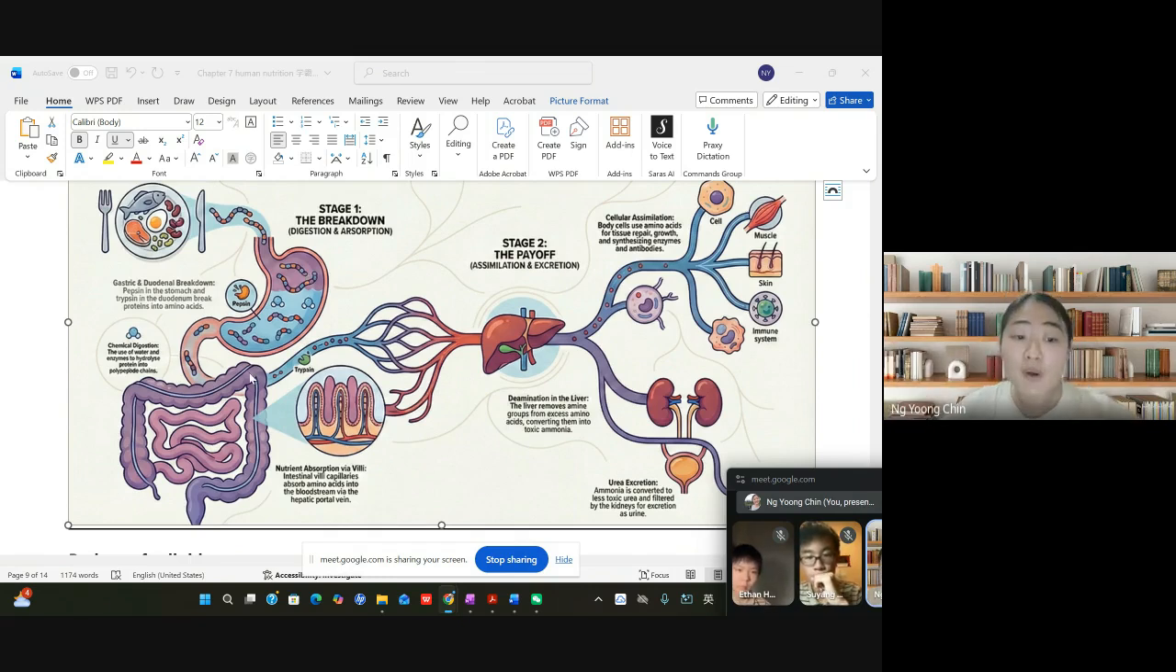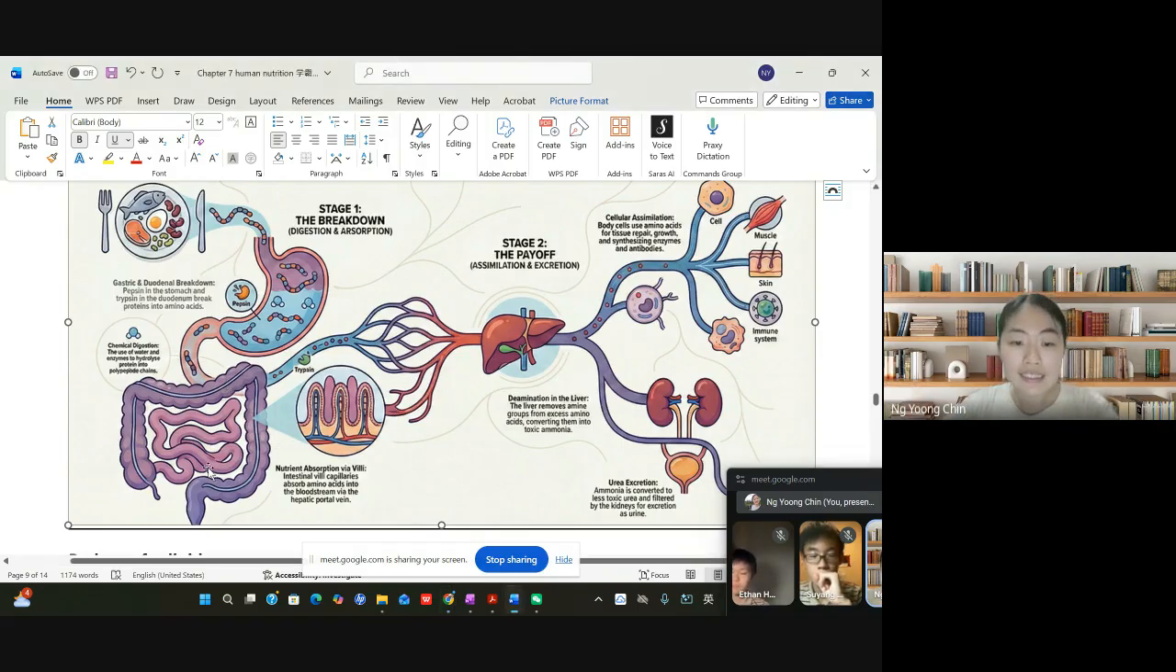Then the small intestine will do all kinds of digestion, including proteins, carbohydrates, and also lipids, because it receives all of the enzymes from the pancreas. Which kind of enzymes? Lipase, trypsin, and also maltase and amylase.